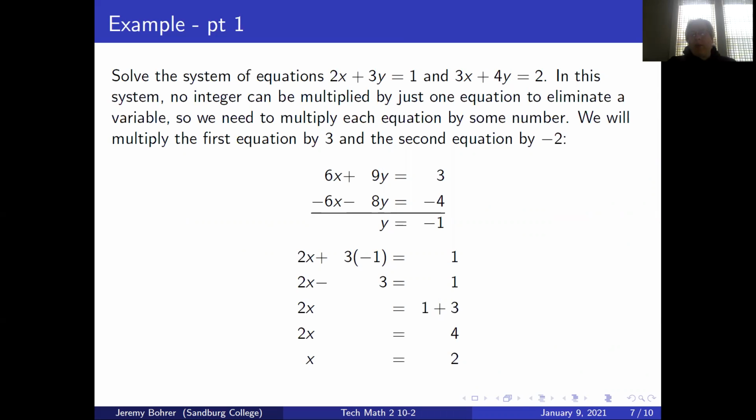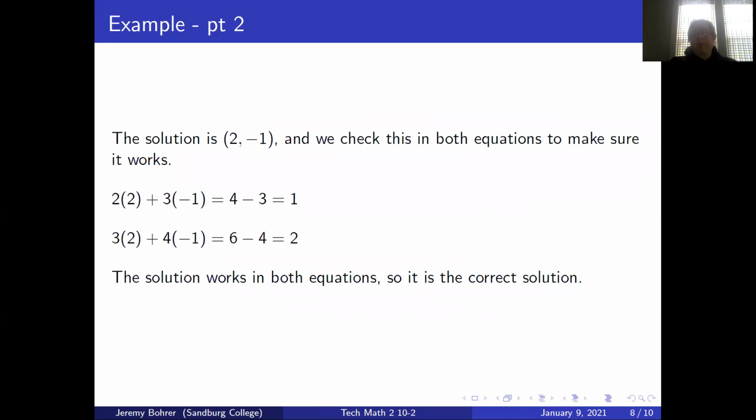2x plus 3 times -1 is 1. So that means that 2x minus 3 equals 1. 2x equals 1 plus 3, which is 4. So 2x equals 4, which means x equals 2. So we've got the solution (2, -1) now.